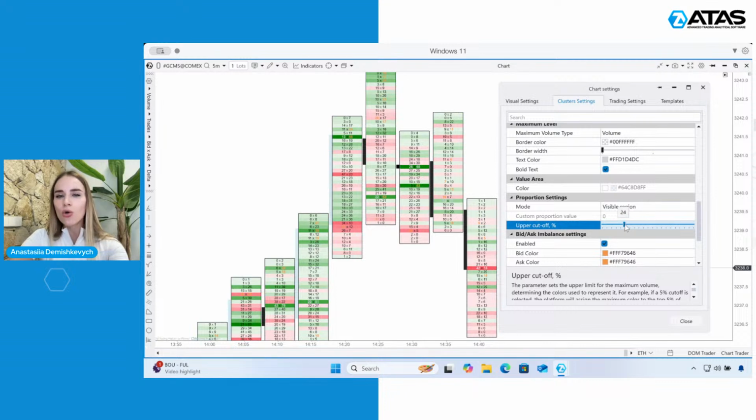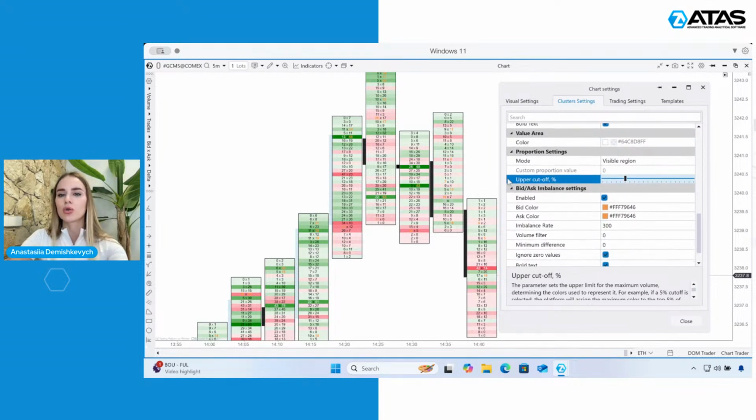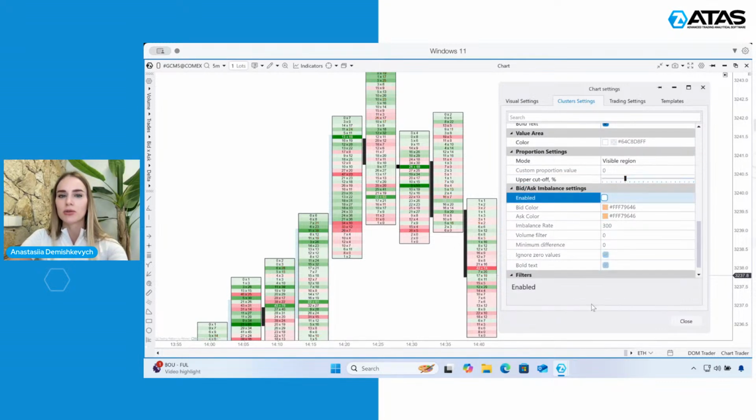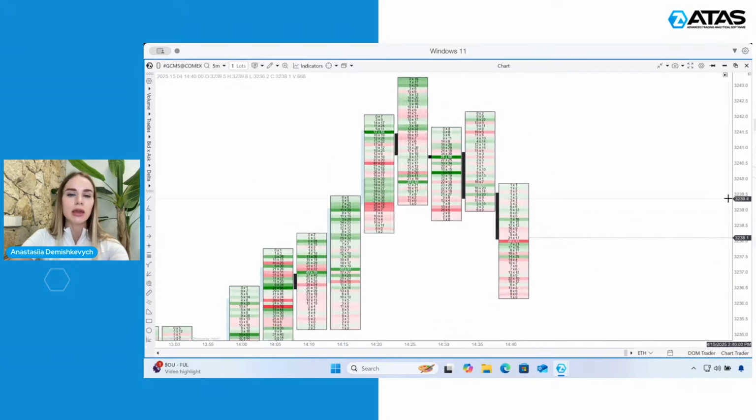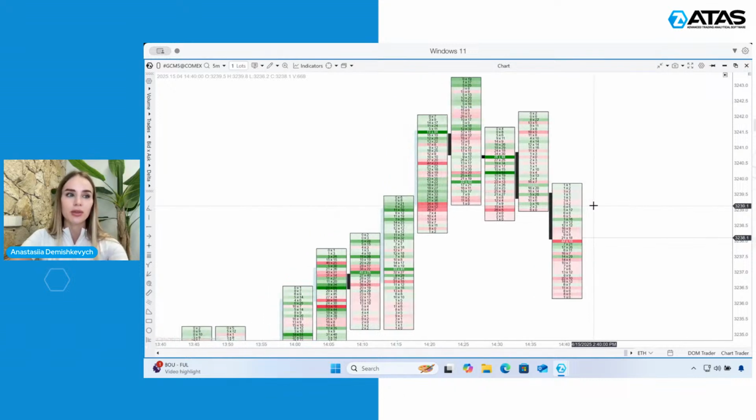So my own preference is to put it all the way to the left, because in this case, I might only see and notice the clusters which are actually quite important. Those are the most important ones. In the next lesson, we are also going to be talking about imbalance settings, but for the purpose of today's session, I'm going to disable it to not make you lost in the information.